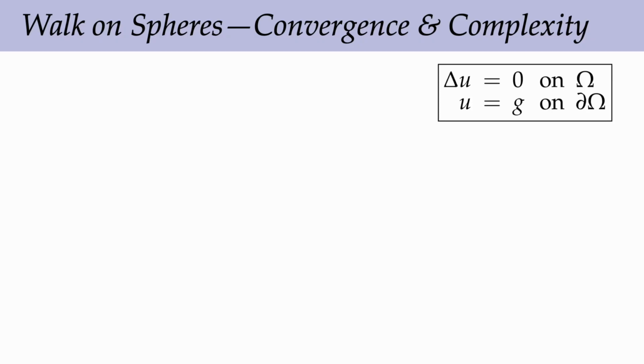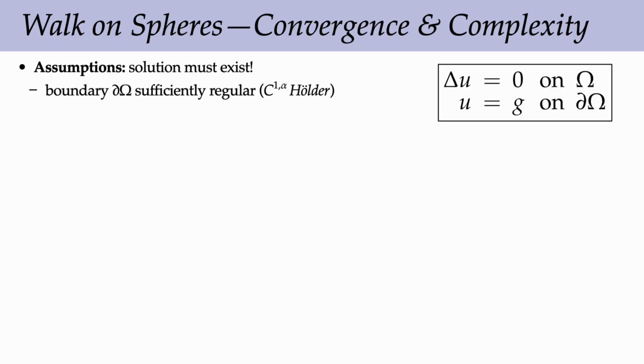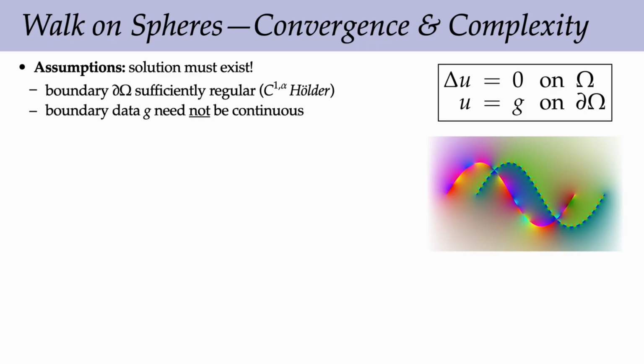So let's look at our basic Laplace equation again. And a really nice thing about walk-on spheres is that, as long as this problem is well posed, we're going to get the right answer. The only thing we have to assume about the problem is that a solution exists in the smooth setting. For this Laplace equation, or this Dirichlet problem, that just means we need the boundary to be sufficiently regular, and actually the boundary data doesn't even need to be continuous.